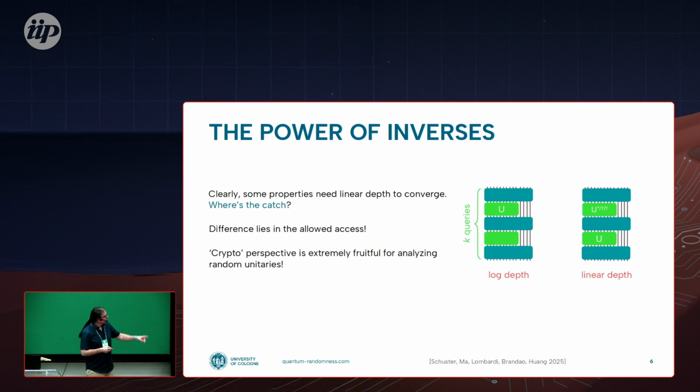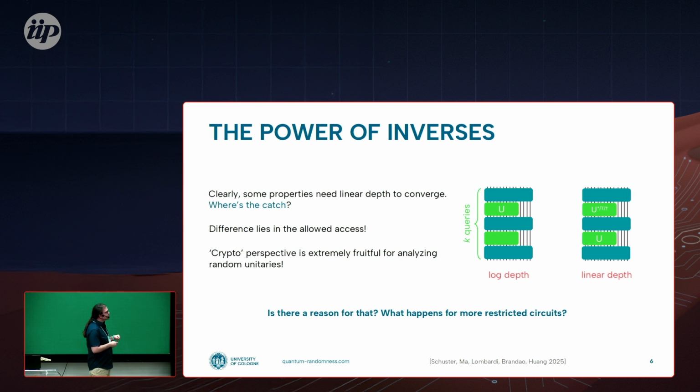And this was also a paper from last year down here. Somehow this crypto-style perspective turns out to be very fruitful in the analysis of random unitaries. The reason for that is again, as I said, if you have inverses, I can make light cones appear, and then I can test whether my circuit is sublinear or linear.